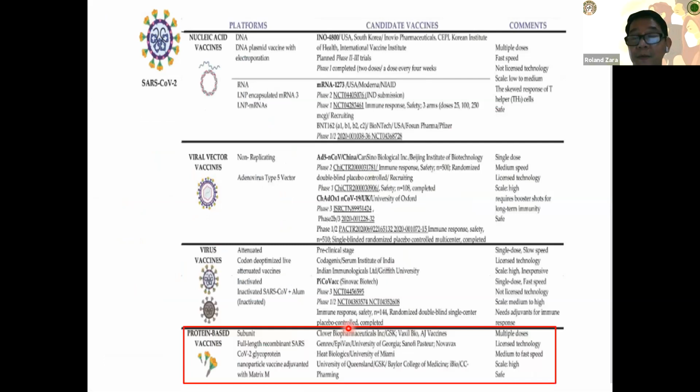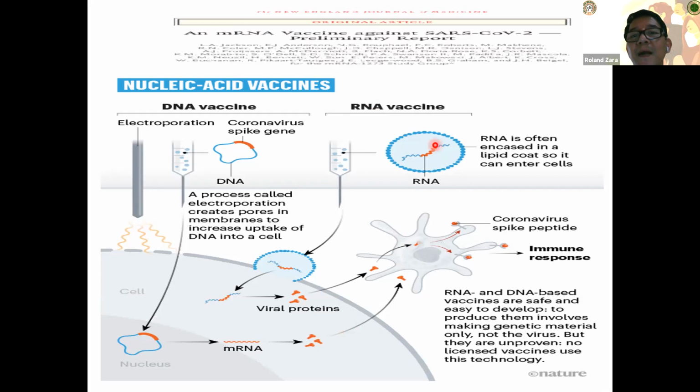Okay, so this is the last. These are the RNA vaccines from your Moderna and Pfizer. So this is the RNA of the COVID-19 SARS-CoV-2 virus, covered by lipid coat nanoparticles, so that when injected into our body, it goes into the cell cytoplasm. Once it goes into the cytoplasm, it will undergo transcription and translation to produce a spike, and the spike will induce antibody.